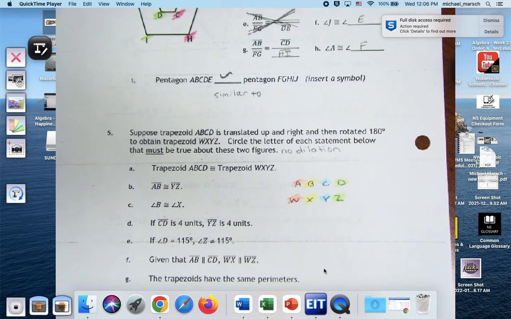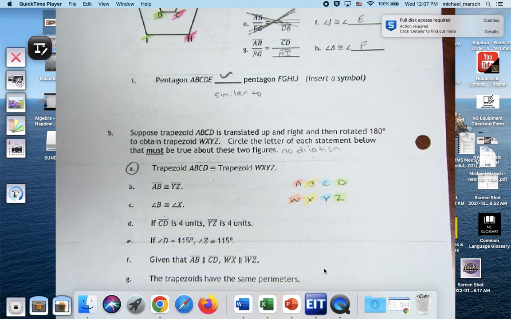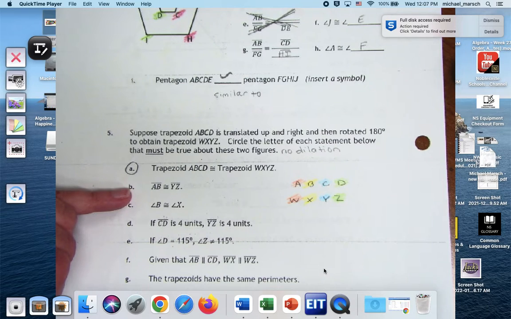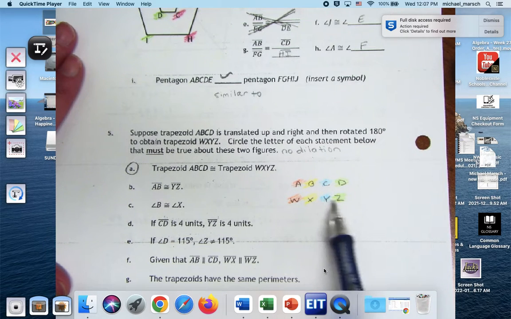Okay, is trapezoid ABCD congruent to trapezoid WXYZ? Yes, it is. They are congruent because we did not dilate them. We moved it around, but we did not actually dilate anything. The size didn't change. Is AB congruent to YZ? No, definitely not. AB is orange yellow for me, and then I'd have blue green.